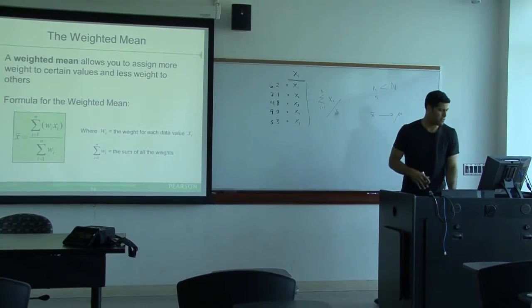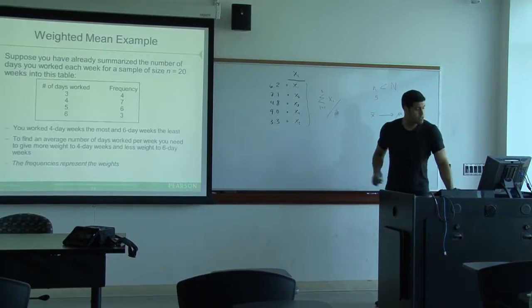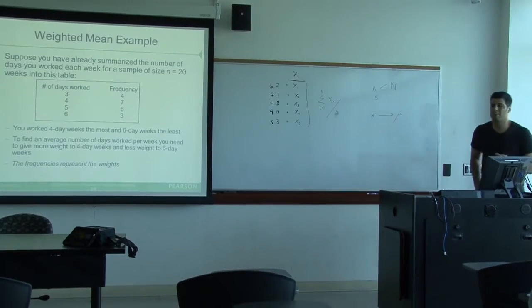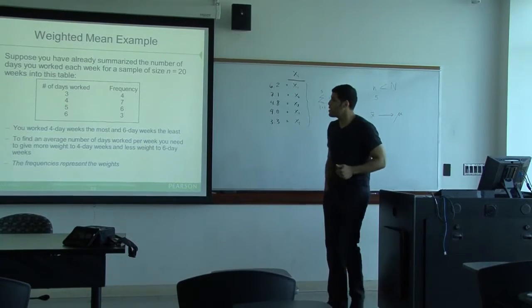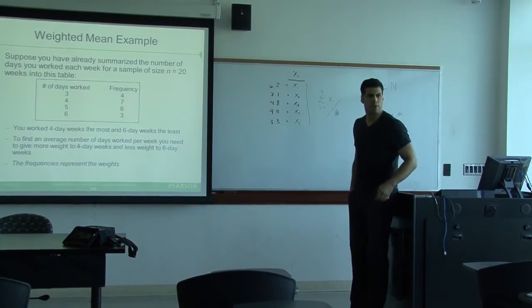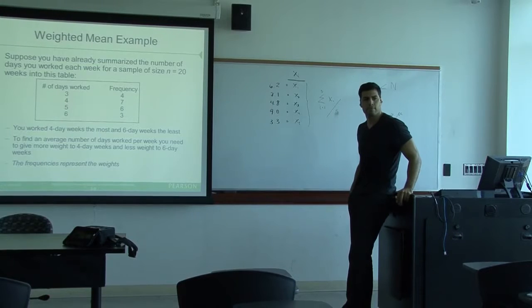All right. So let's look at an example here. This is a more complex example than I would like it to be. But what do we have in that box? What do we call that? Frequency distribution, right? That's what we looked at last week, Thursday. Frequency distribution. So the number of days worked.